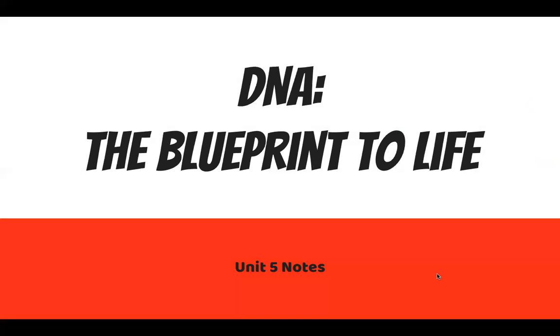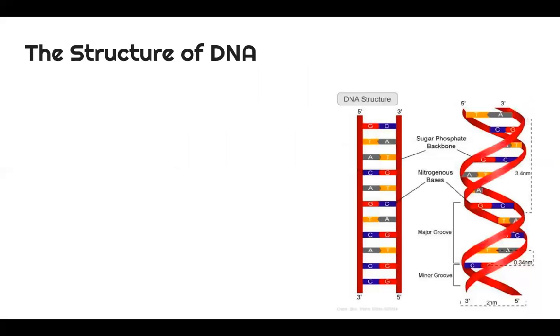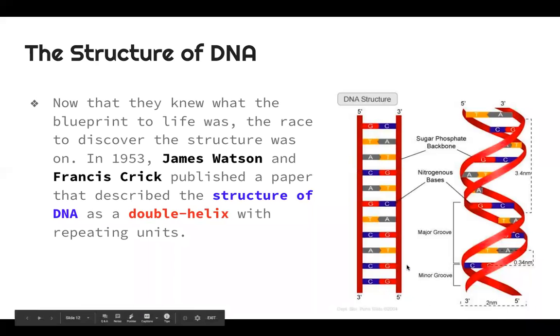So DNA, the blueprint to life. If we go ahead and look a little closer at the structure, we see that it is a double helix. That I know you know. So it was James Watson and Francis Crick in 1953 that discovered the double helix structure with the repeating units.